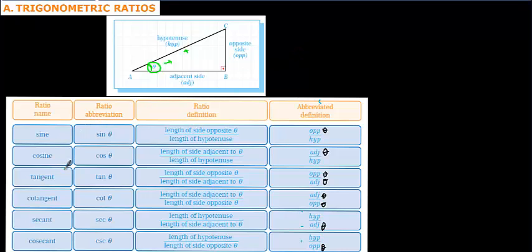For sine, cosine and tangent we have abbreviated forms also. For sine it is soh, for cosine it is cah, and for tangent this is toa. What do soh, cah and toa mean? Sine is opposite over hypotenuse.